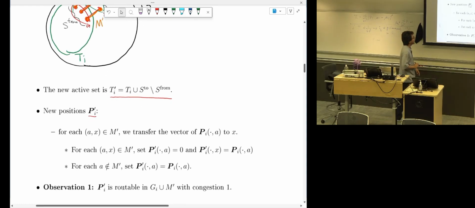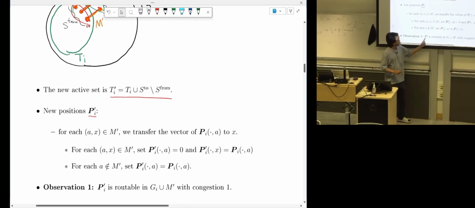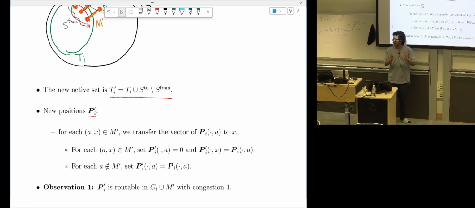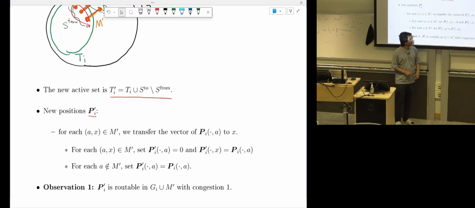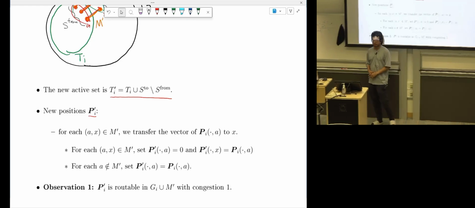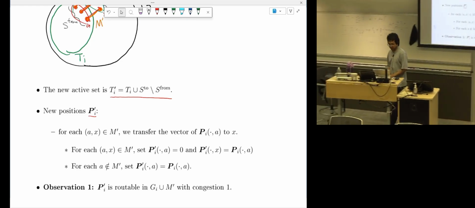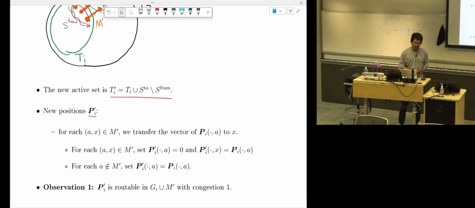I claim that this Pi prime, when you look at it as the demand, right? Pi prime is a matrix, and you can think of it as the demand. This Pi prime is routable in GI union the matching with congestion 1. Okay, so why is that the case?